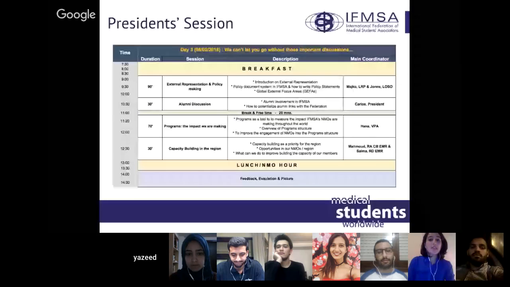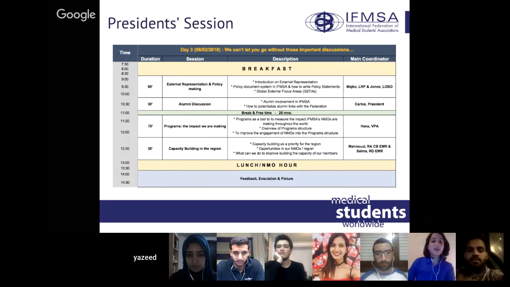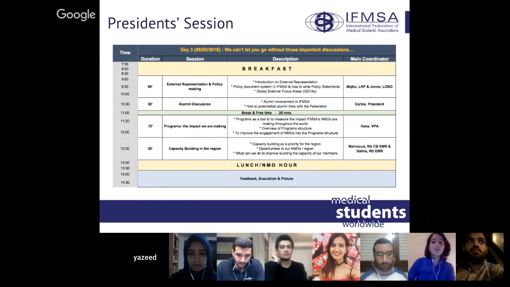We will also have sessions on programs that will help us measure the impact of the IFMSA NMOs that we are making throughout programs. We will also try to review and have an overview of the current structure of programs and how to be more involved and engaged as NMOs into the structure and empowerment that it can bring to the NMO project to get involved into programs.